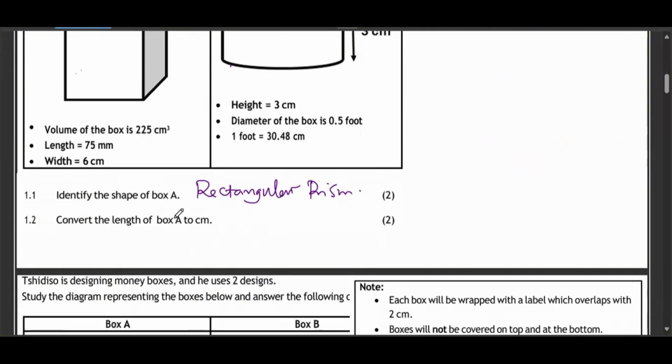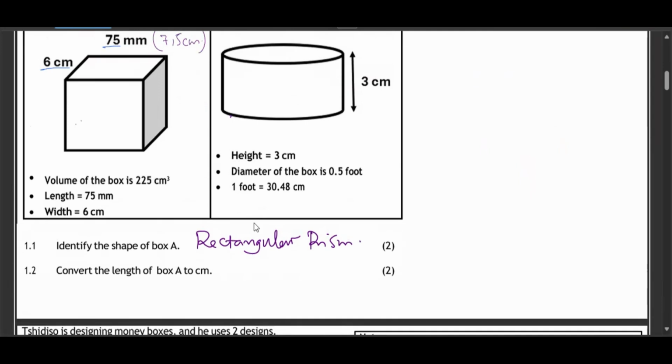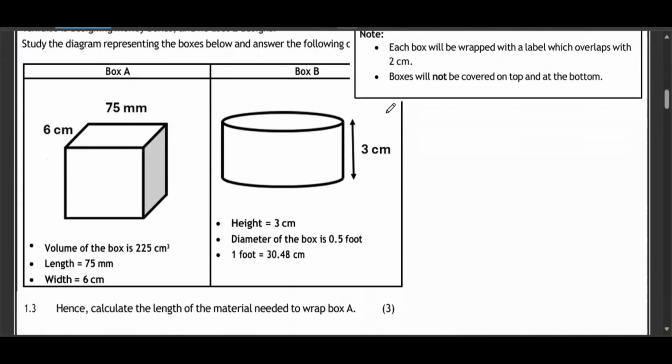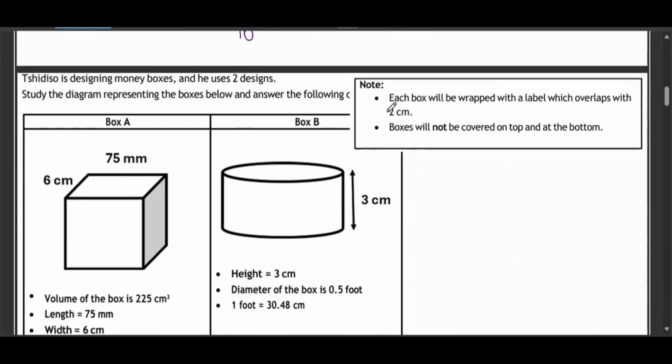Now they are telling us to convert the length of box A to centimeters. It was 75 millimeters. Millimeters to centimeters, we divide by 10, which is small to big. So the answer had to become, don't forget the units. Okay. We continue to question number 1.3.